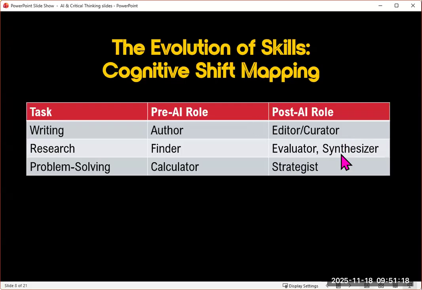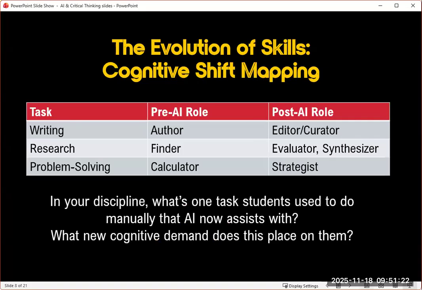So in light of this, within your discipline, what's one task students used to do manually that AI now assists with? And then what new cognitive demand does this place on them? So think about that for a minute. And then if you have some ideas, I'd love for you to share them in the chat.